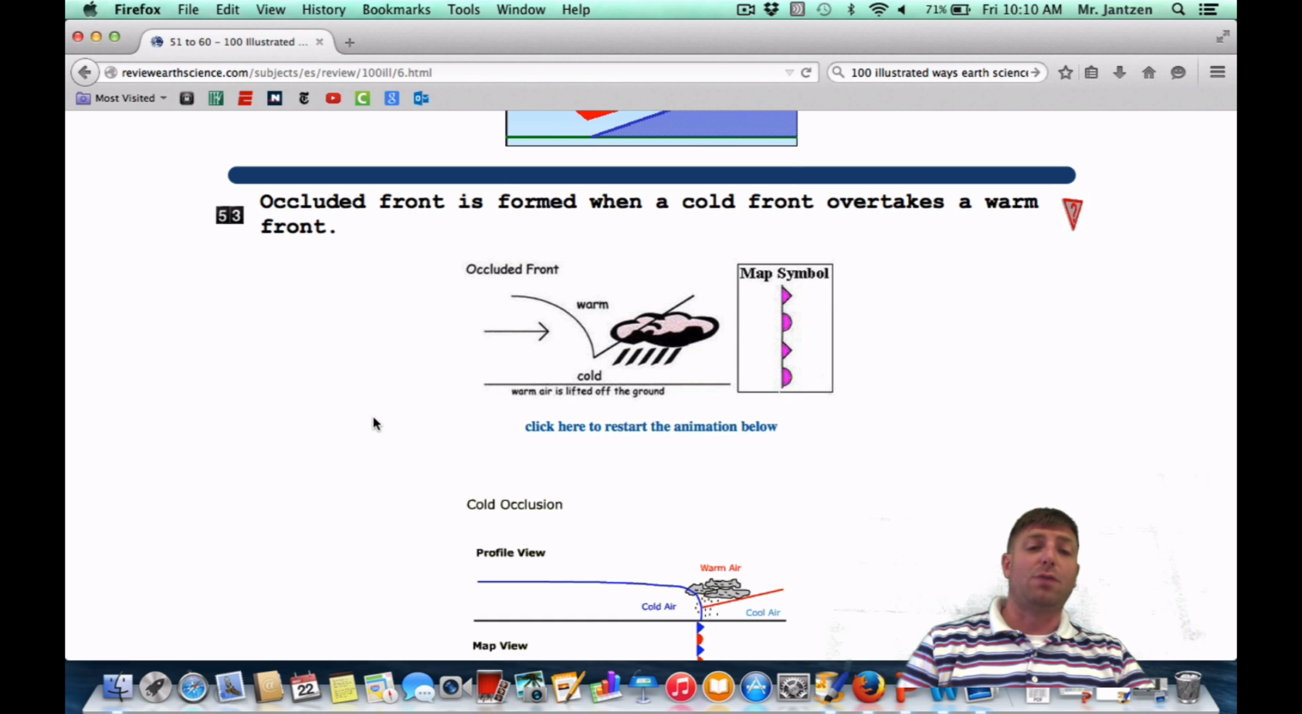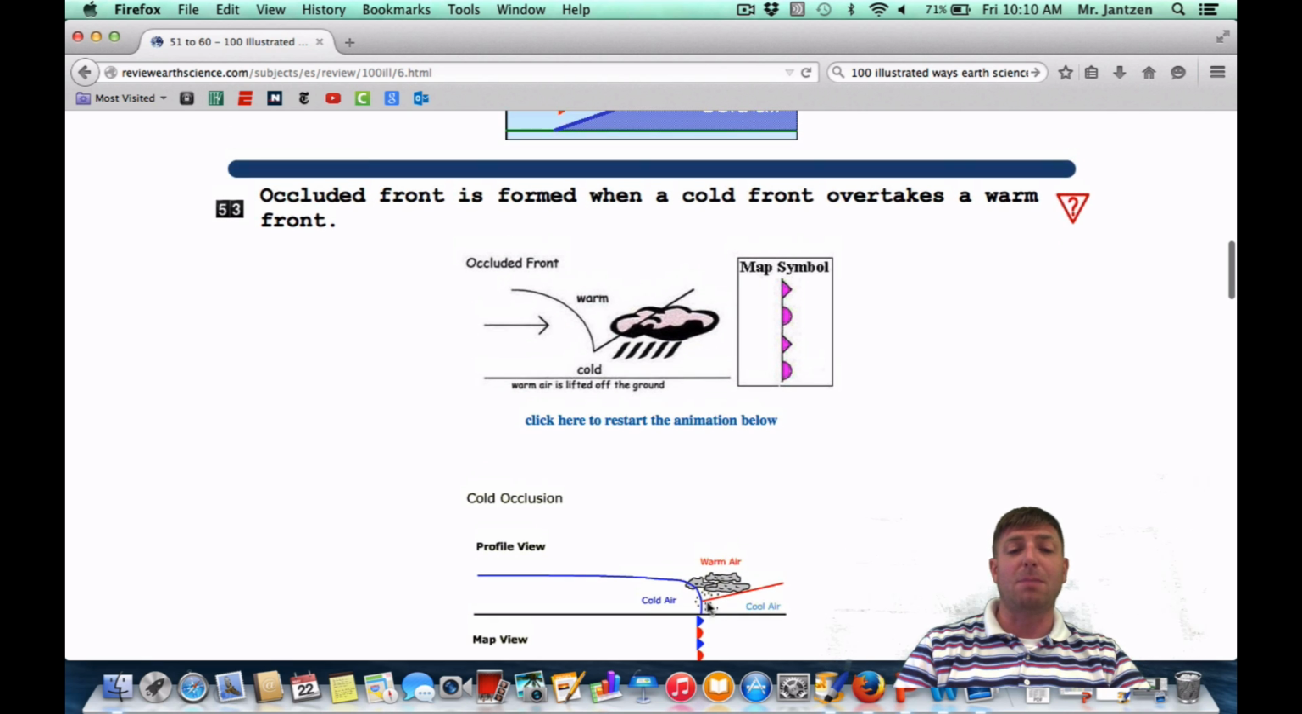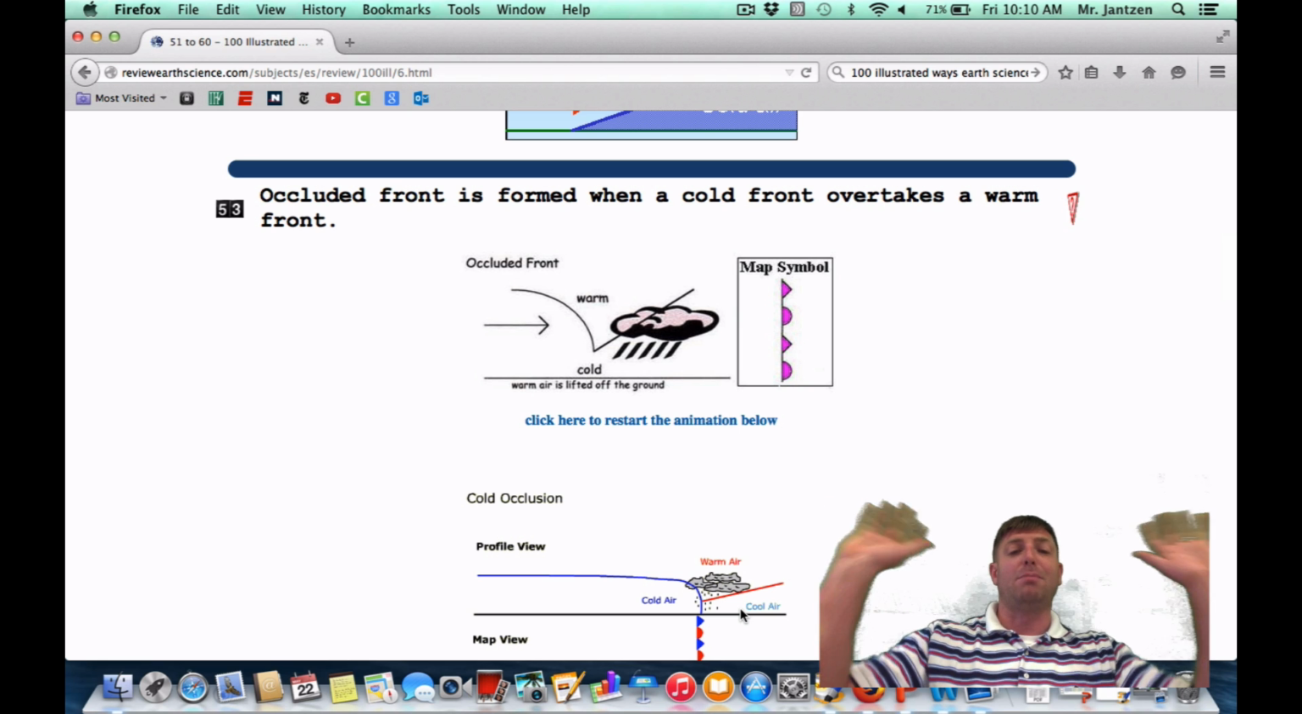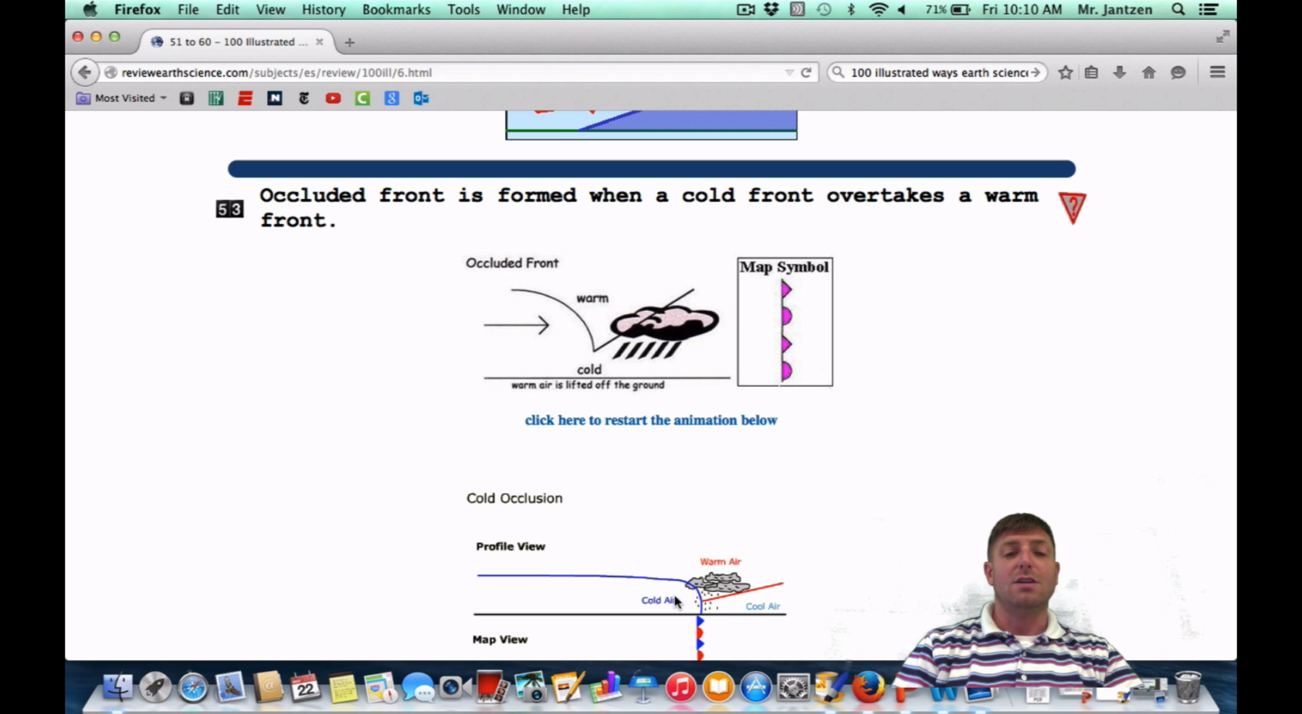Number 53. An occluded front is formed when a cold front overtakes a warm front. So you have a cold front moving very quickly, like we talked about, and it basically catches up to a warm front. So behind the cold frontal boundary, you have cold air, but in front of the warm front, you have cold air also. So it's almost like the cold air teams up on the warm air on either side and picks it up and body slams it out of there. So once again, it quickly catches up to it, which is kind of neat.